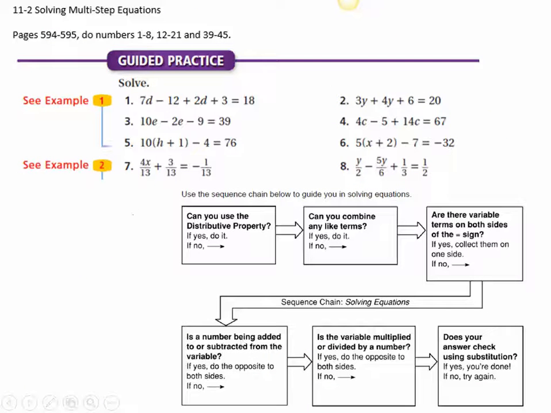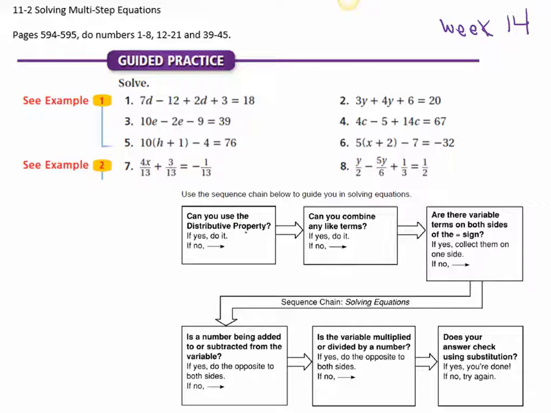All right, now when you get to the 11.2, this is in the week 14 folder, we're going to have some problems like these. These are the first few problems on the worksheet. And you're going to go through these steps and check and see which ones you'll need to do.